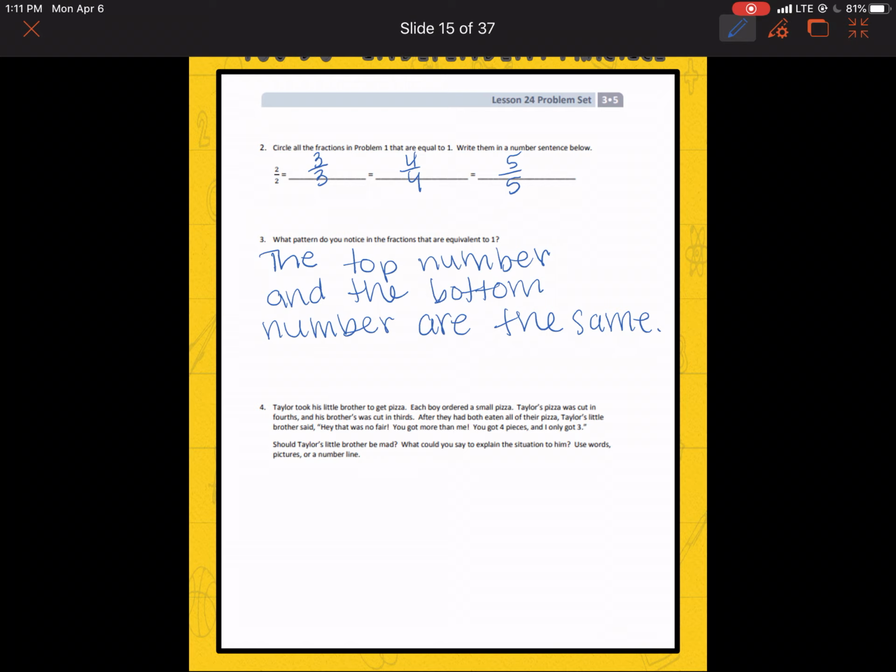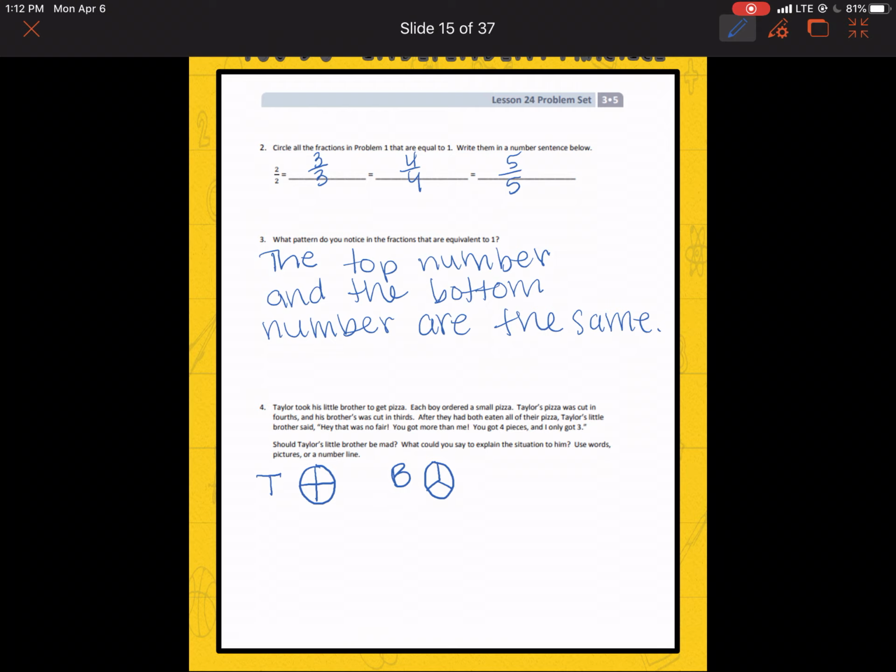So I want you to take some time, press pause to answer this on your own, and press play to check your answer with mine. Okay, let's go over this together. So Taylor took his little brother to get pizza. Each boy ordered a small pizza. Taylor's was cut into fourths, and his brother's was cut into thirds. So let's draw their pizzas first. I'm going to use a picture as my model. So this is Taylor's pizza, and his was cut into fourths. His brother's pizza was cut into thirds.